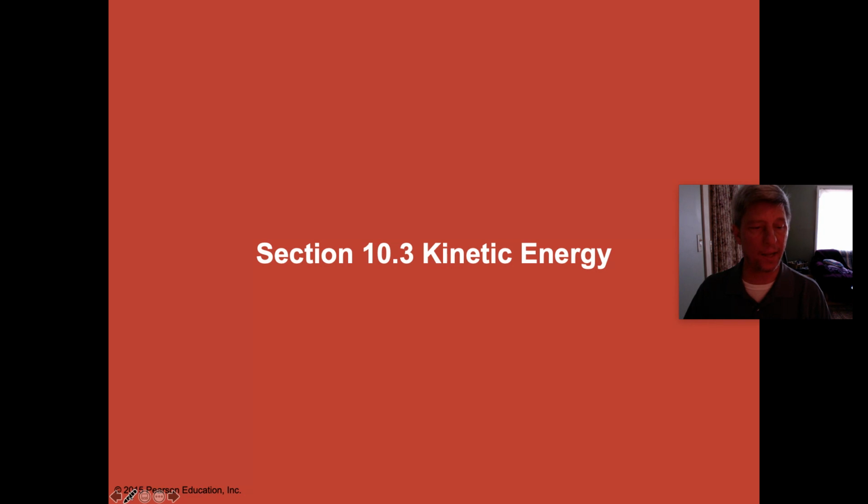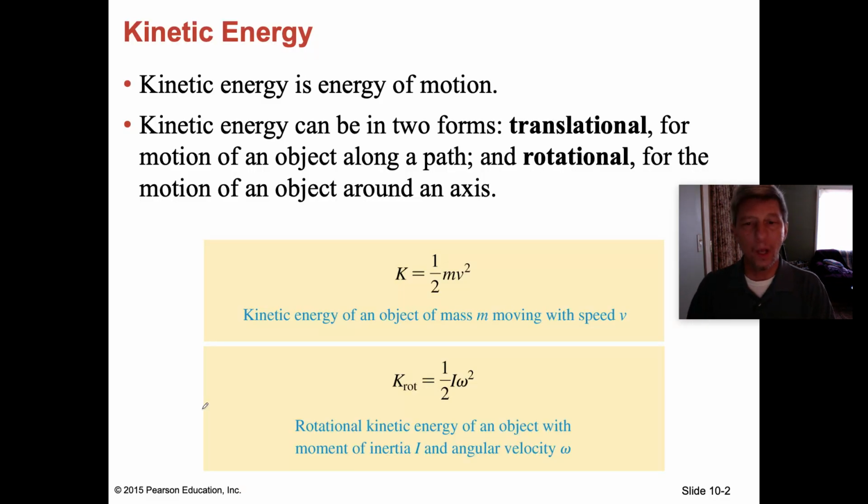Today we'll be talking about section 10.3, which is all about kinetic energy. We talked about kinetic energy the other day. We said that it was the energy of motion, and so when an object is in motion, we have two things that we need to take into account with it. Those two things are, of course, the mass of the object as well as the velocity. So kinetic energy is the energy of motion.